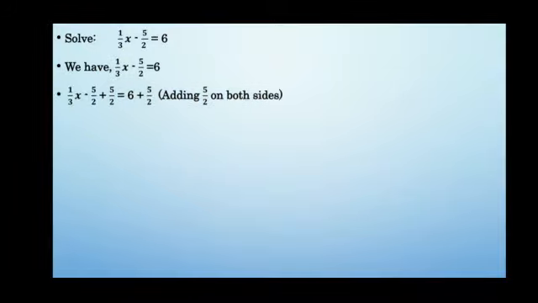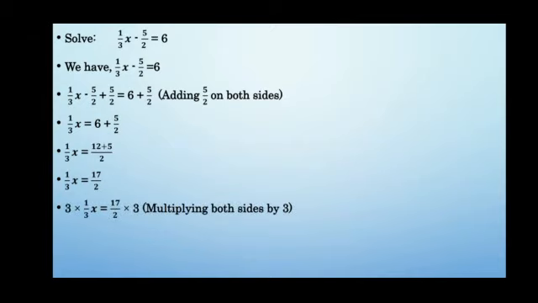The next example is if we want to solve (1/3)x - 5/2 = 6, we have to remove -5/2 from the left hand side. So what do we have to do? Just add 5/2 on both sides, because when we add 5/2 on both sides, the -5/2 and +5/2 will cancel each other out on the left hand side. Then we have (1/3)x = 6 + 5/2.